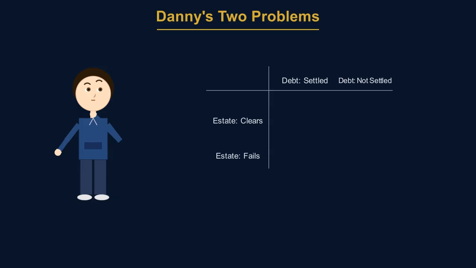That gives 4 cells. And Danny knows the cells aren't symmetric. His father's estate clearing cleanly and his debt settlement being accepted simultaneously, that's the heads outcome. His father's estate not clearing and his debt not being settled, that's like the tails outcome. And Danny suspects the weight sits on the diagonal, not spread out evenly across all 4. They're not independent problems because the money from one can help with the other.